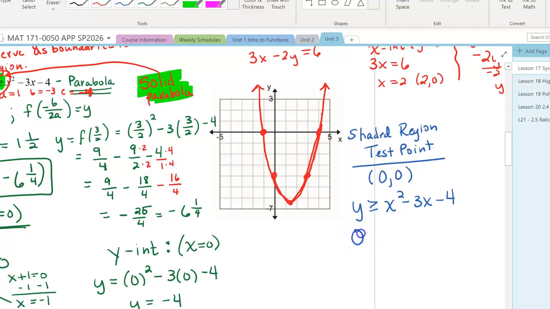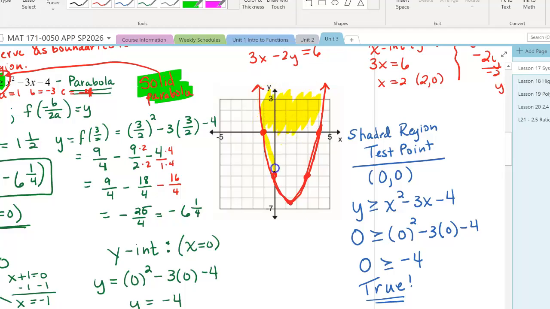So that's going to give me 0 is greater than or equal to 0 squared minus 3 times 0 minus 4. 0 is greater than or equal to, that goes away, that goes away, and it's negative 4. That is a true statement. So what that means is that (0, 0) worked, and it lies inside this parabola. So if (0, 0) works, all the points located inside this parabola will also work. So this shaded region is the solution.